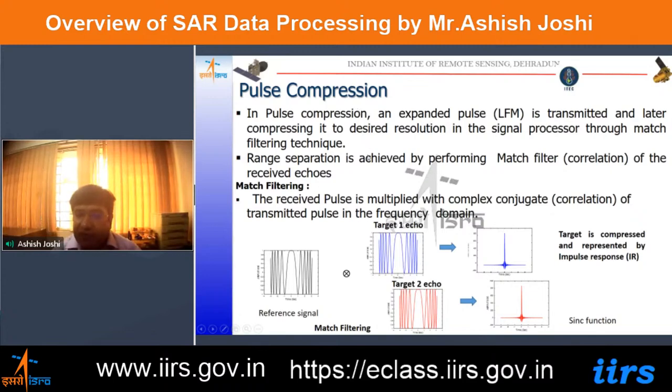In this, we use the linear frequency modulated signal, and then it is compressed by using the matched filtering technique, in which we multiply the signal with the complex conjugate. So this is called the pulse compression technique. By this pulse compression technique, we will get a better range resolution.